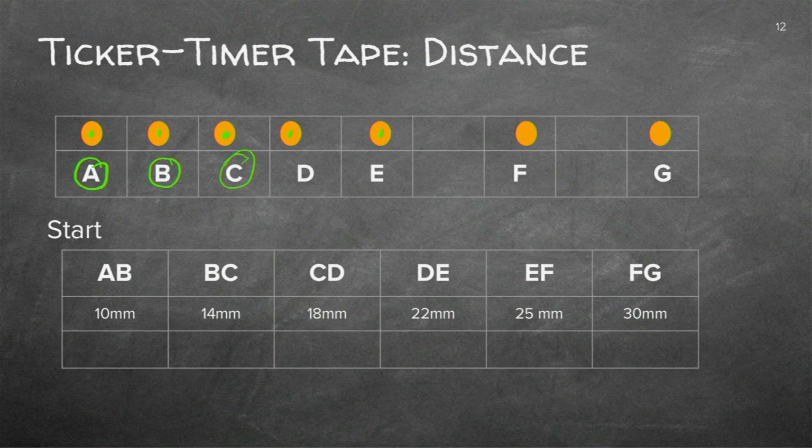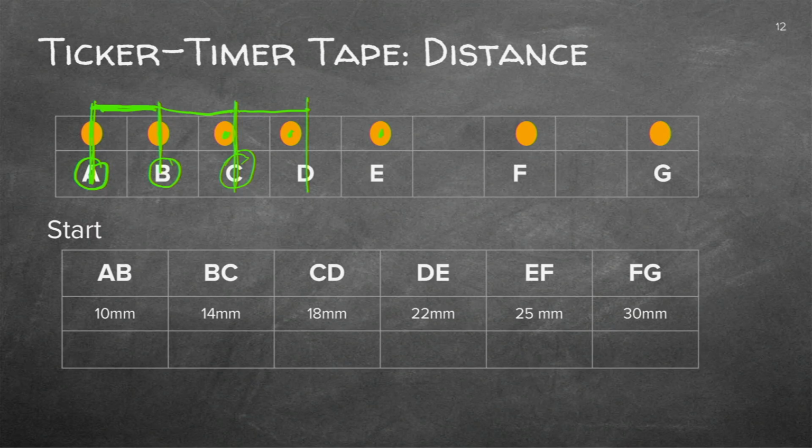C, D, and you carry on to mark every dot. And after you mark the dots, you actually take your ruler and you measure the distance between A and B, between B and C, between C and D. Be careful that you work very accurately.